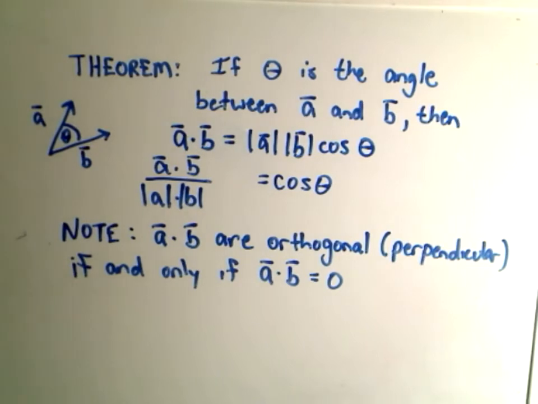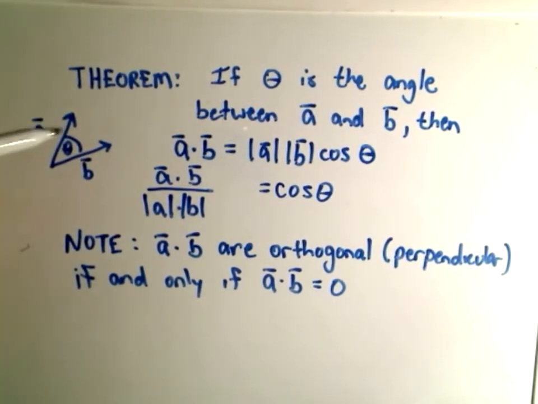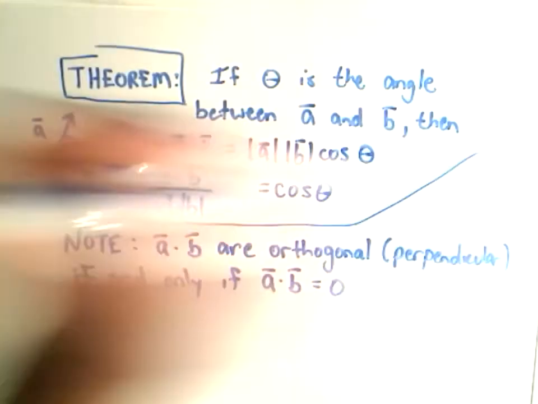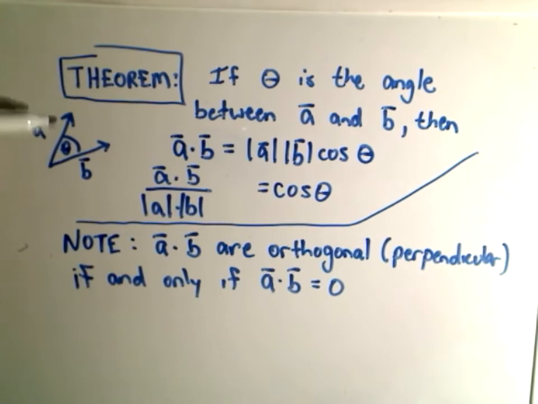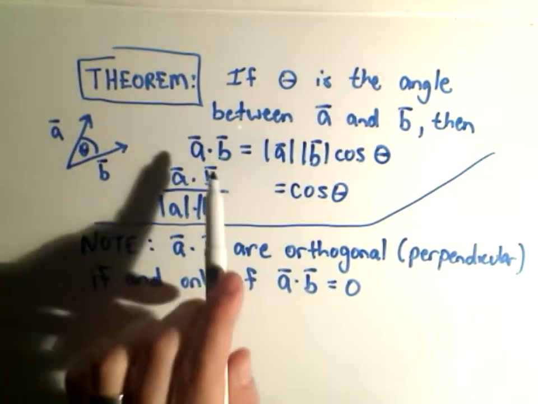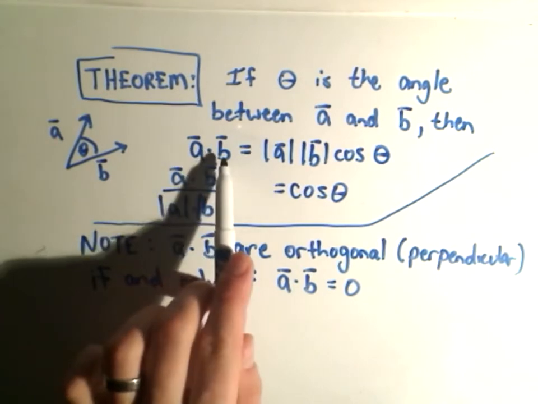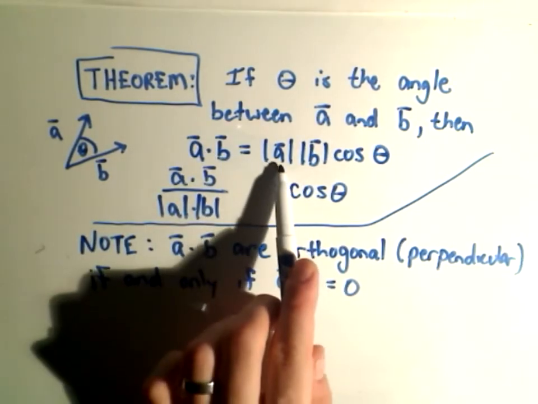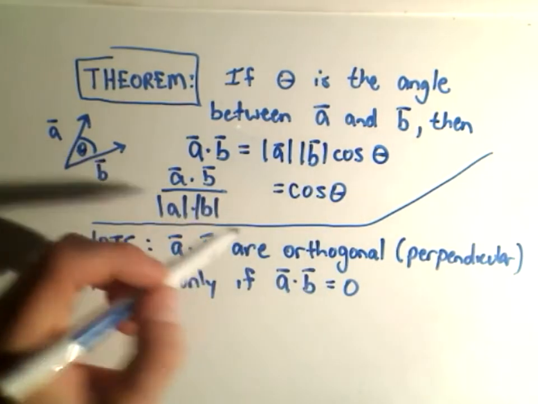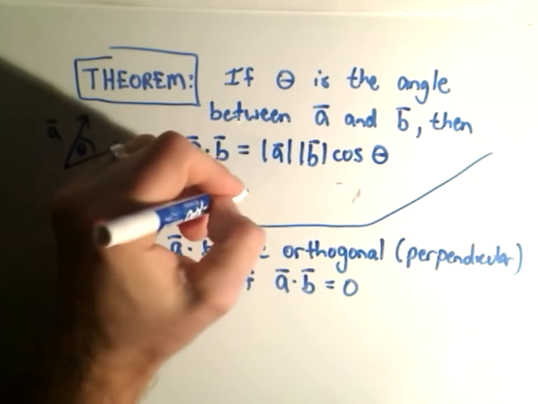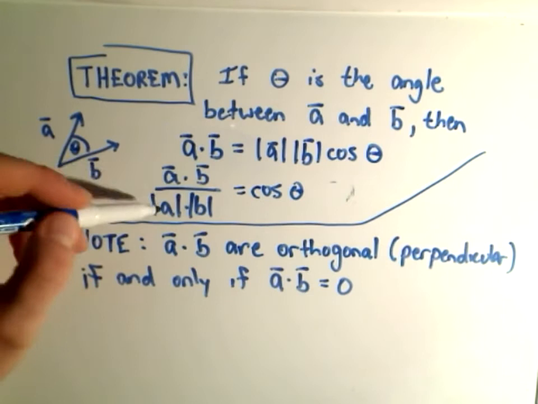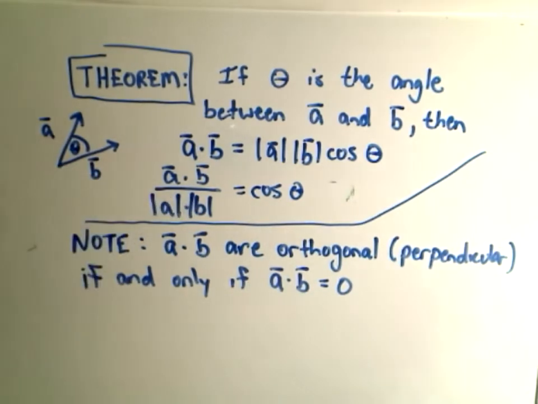Some useful applications of this dot product: one little theorem here says that if theta is the angle between vector A and vector B, the relationship that holds is that the dot product of A and B is equal to the magnitude of A times the magnitude of B times cosine theta. Or equivalently, if we solve, we get A dot B divided by the magnitude of A times the magnitude of B equals cosine theta.